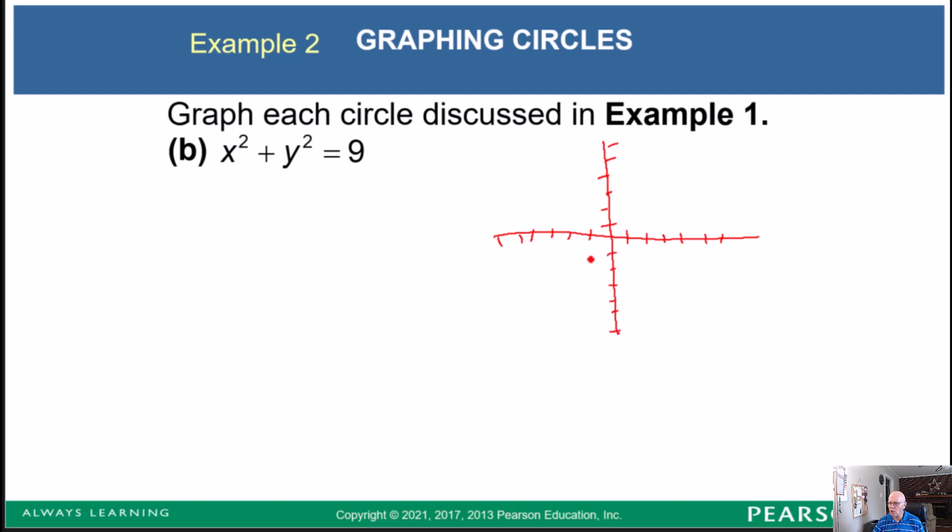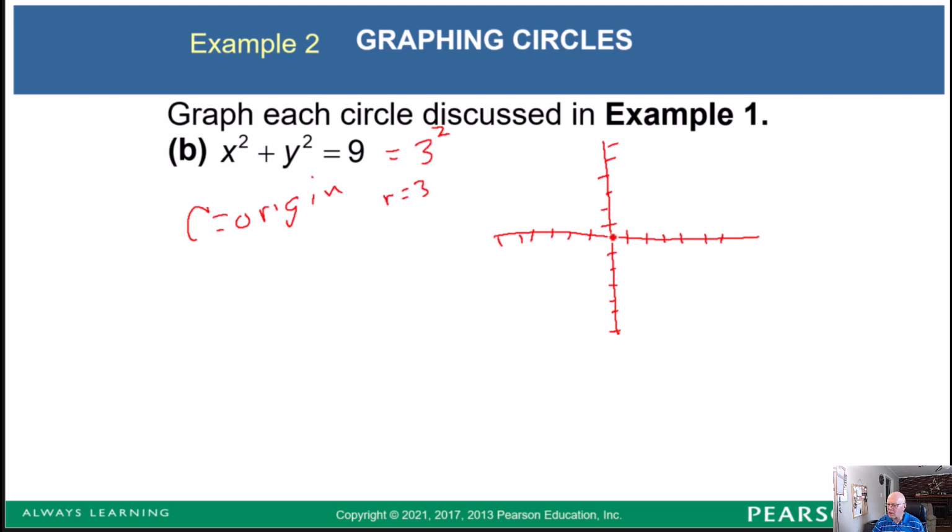Okay, we're ready to roll here. Now, x squared plus y squared equals 9. Right away I know the center is at the origin. So here's my center. And if you follow what I did previously, remember this 9 is 3 squared, so the radius is 3.